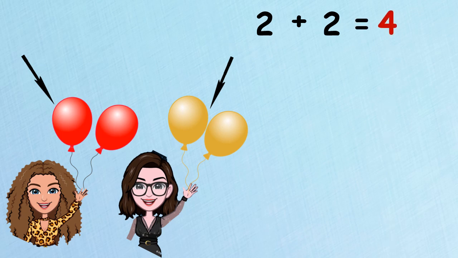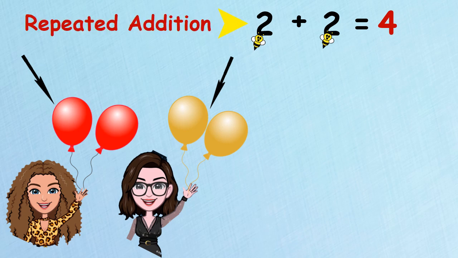We have 4 balloons. Now you noticed we have 2 added to 2. We have 1 set of 2 and we have 2 sets of 2. We refer to this as repeated addition. When we repeat something, as you would know, you do it over and over again. So we added 2 times. So we repeated it. So we can say that we have 2 sets of 2. I have 1 set of 2 balloons and Miss Anne has 1 set of 2 balloons. And when we add it, we get 4.